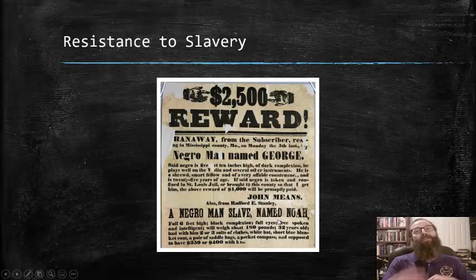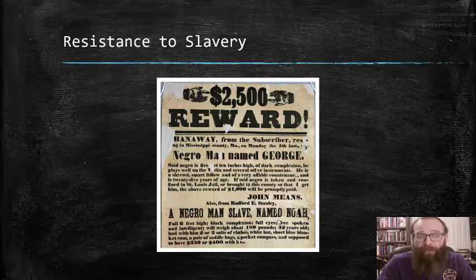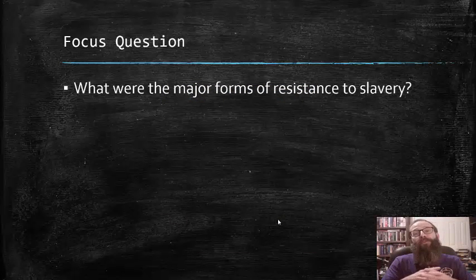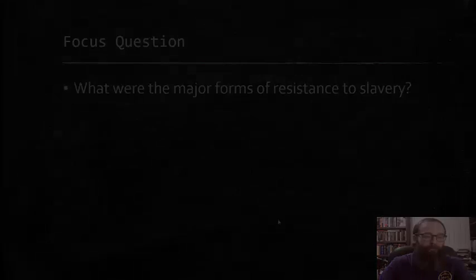Back, everyone. This is the fifth and final section of our Chapter 11 lecture series. This one is entitled Resistance to Slavery. The focus question for this section is, what were the major forms of resistance to slavery?